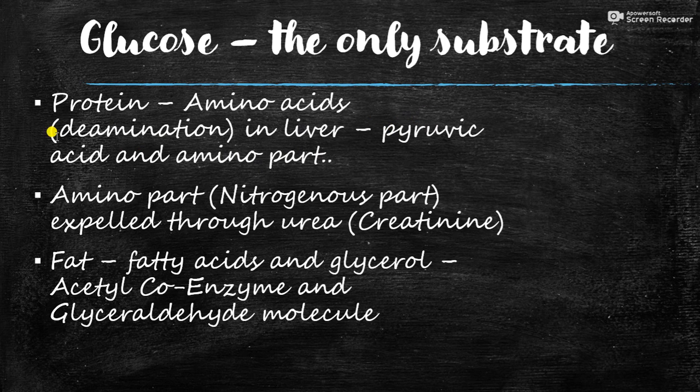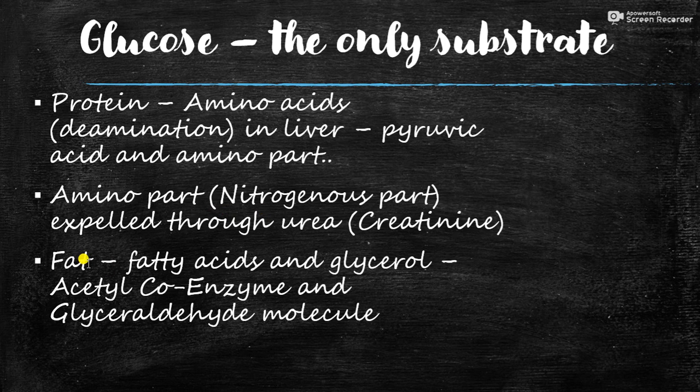This pyruvic acid, remember this term pyruvic acid? This will combine with the pathway which glucose generally takes up. And this amino part, which is known as the nitrogenous part of food, will be expelled through urea, the general creatinine formation. You all may have heard about creatinine, right? Have you ever heard of creatinine? At the time of blood testing, there will be a column to know about creatinine. So this creatinine is nothing but the nitrogenous part, which is from the protein.